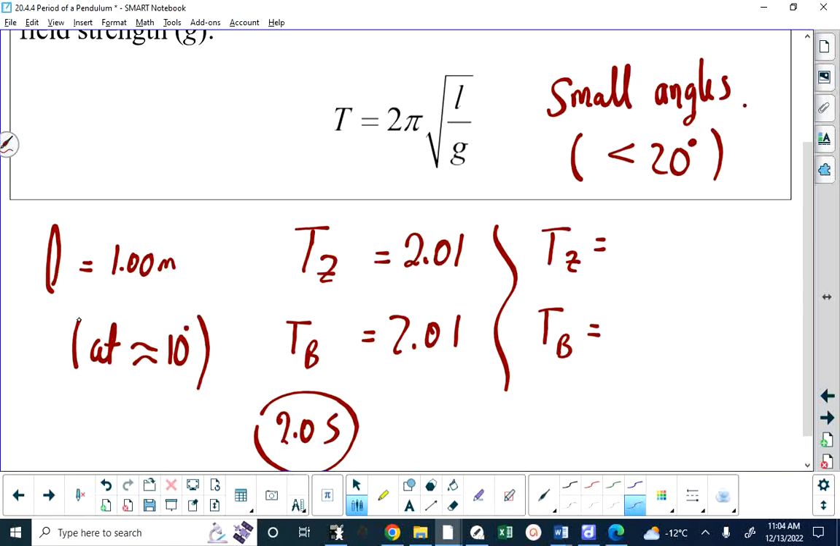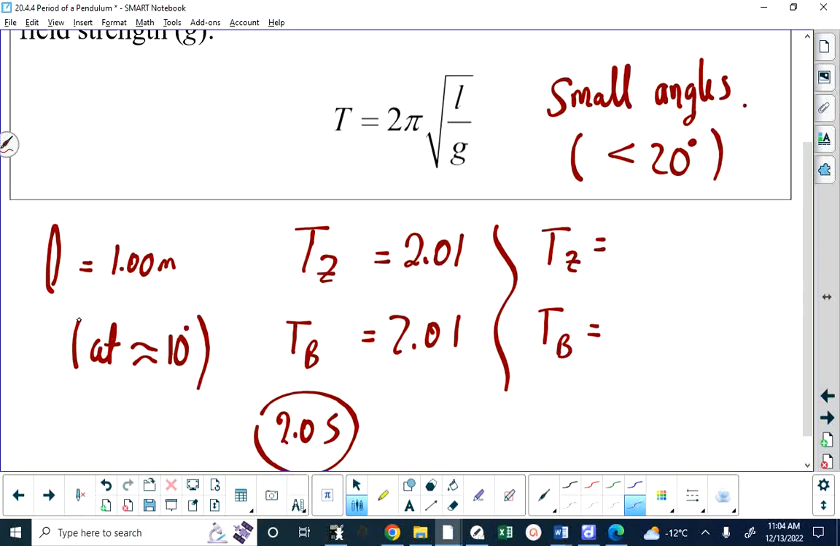I'm not happy with that. I'm going to start it again. Are you still getting 2.0? No, we got 2.1.